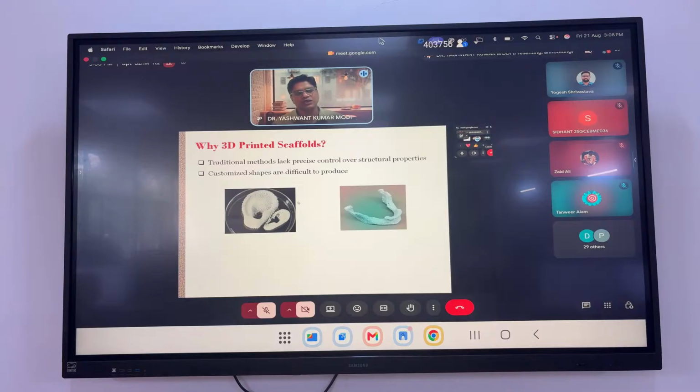Now the human stem cells can be seeded onto this, and it is kept inside the bioreactor so that the cells grow and differentiate into the specific cells. And once it is fully grown and developed, then it is implanted inside the human body where it is required. Right.